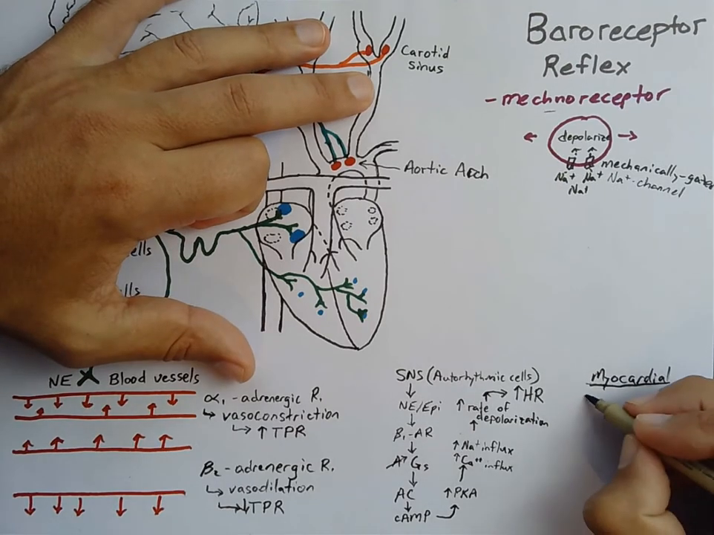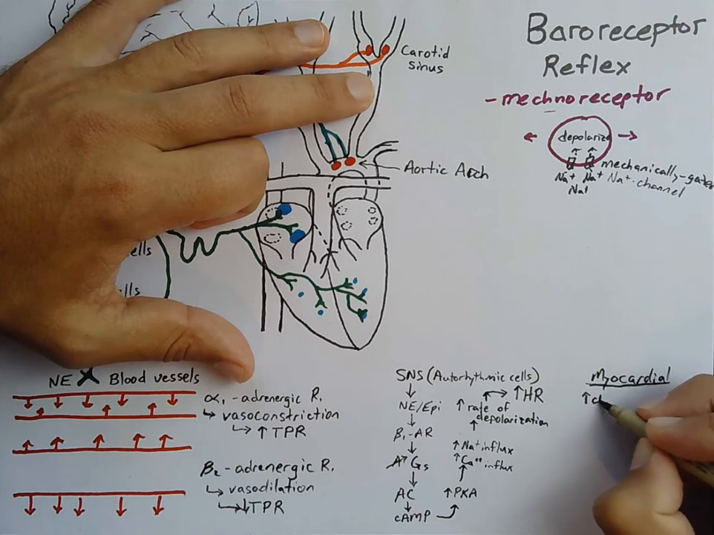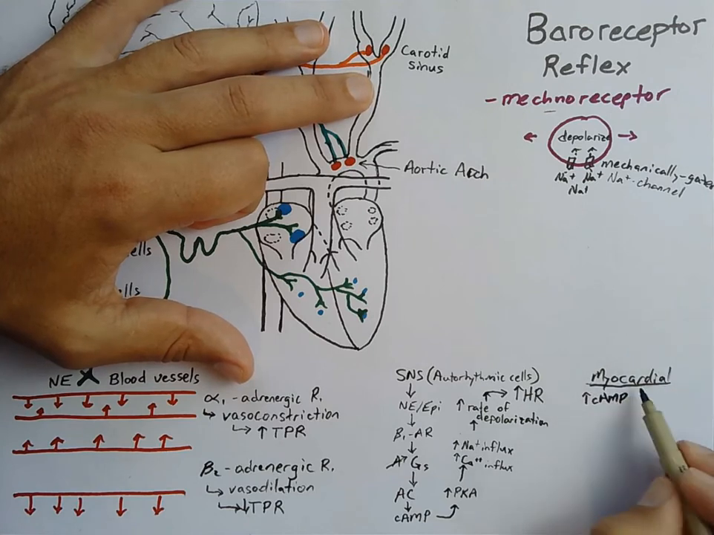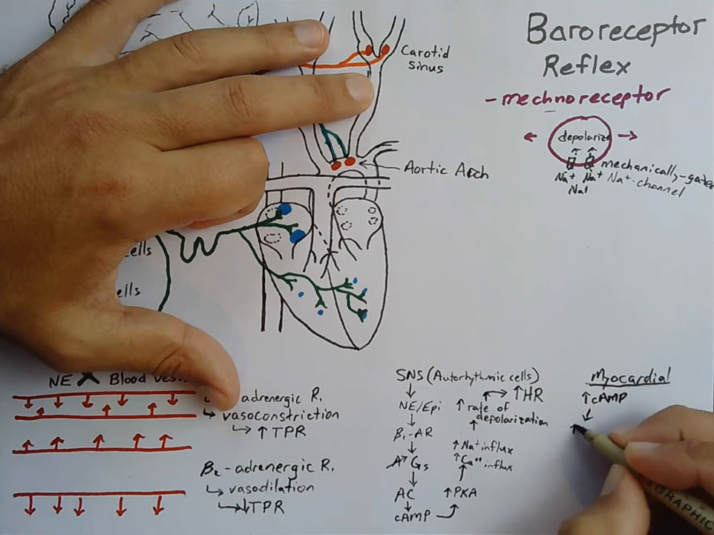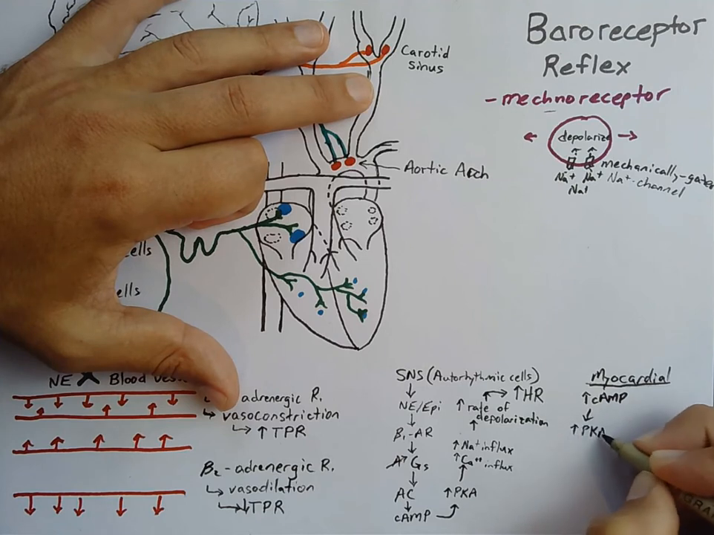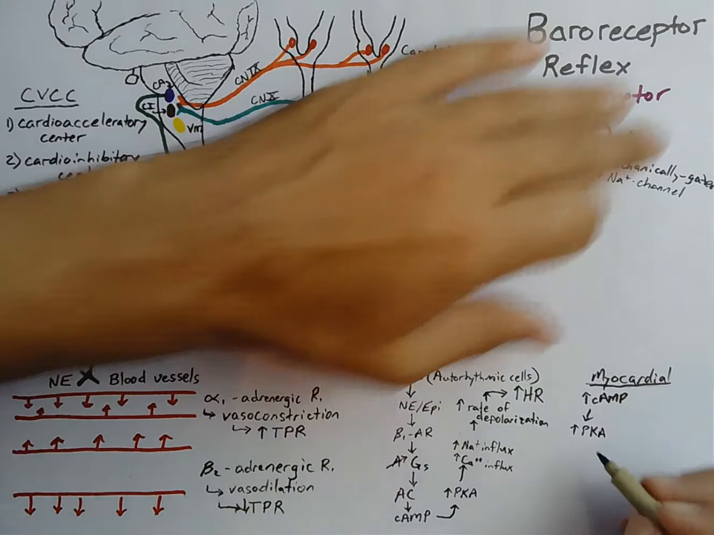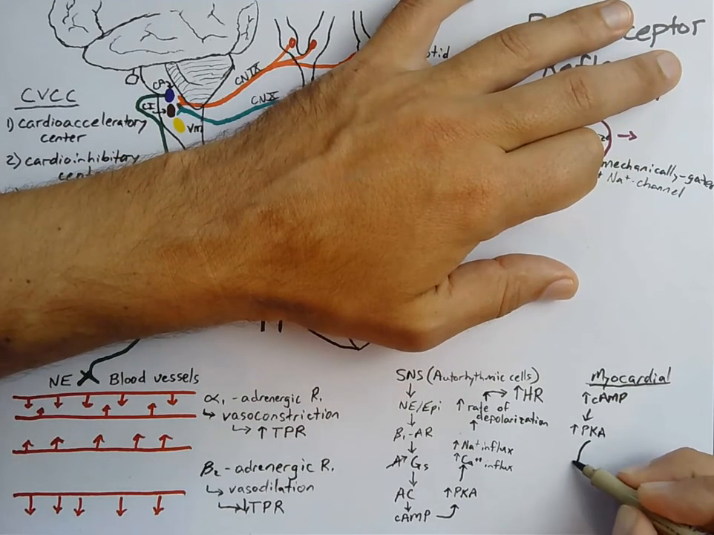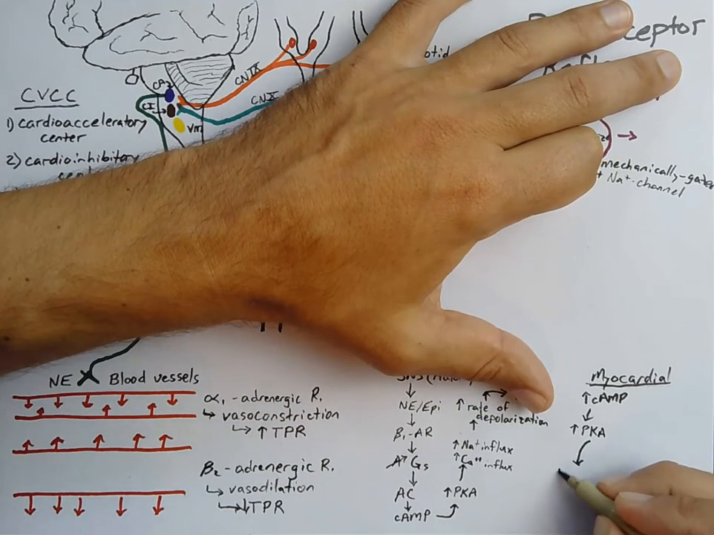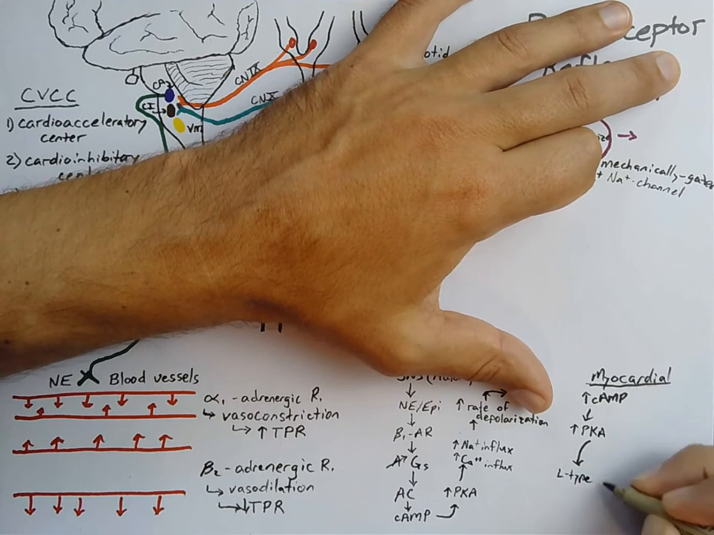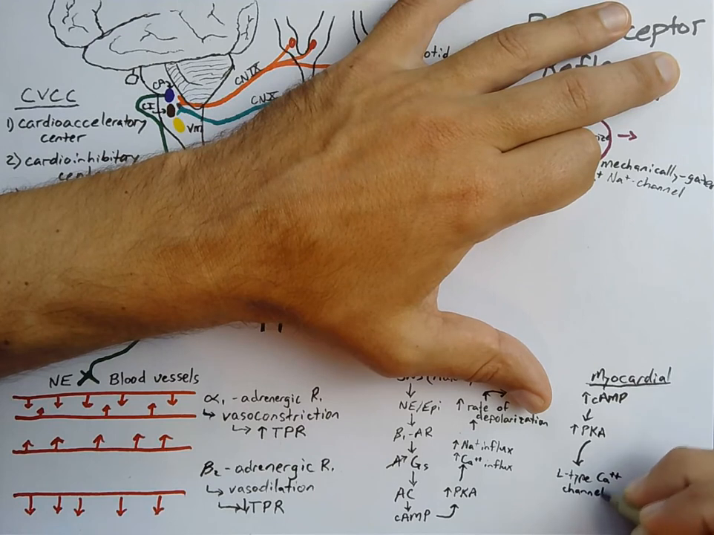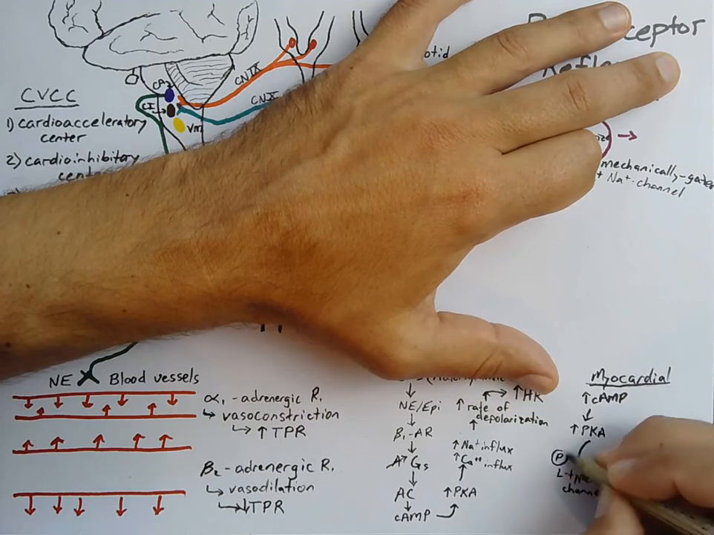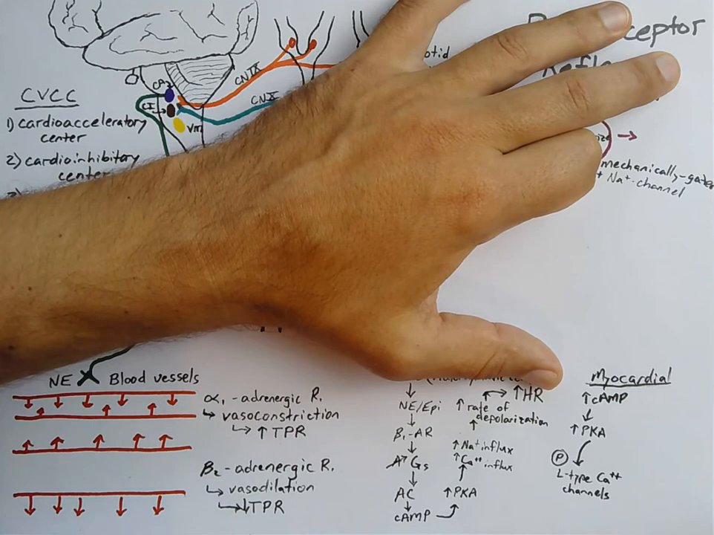So let's just start here at an increase in cyclic AMP. We know that in myocardial cells, we're still going to get an increase in cyclic AMP, and that is going to increase PKA. And PKA goes around and phosphorylates things. So what is PKA going to phosphorylate? PKA is going to phosphorylate the L-type calcium channels. So we're going to throw a little phosphate group on those L-type calcium channels.